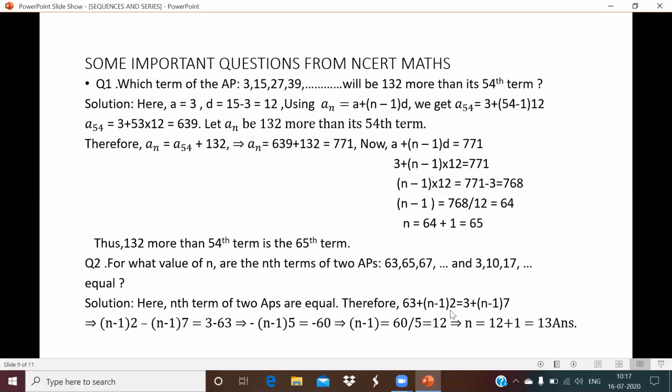a plus n minus 1 into d. A is the first term of this AP, n minus 1 is the formula, into d, 65 minus 63, directly we have replaced. Similarly, the nth term of the second AP, the first term is 3 plus n minus 1 in the formula, and d is 7, found out from 10 minus 3 or 17 minus 10, which is 7. By simplifying it, we are getting the value of n, which is 13. And the question is completed here.